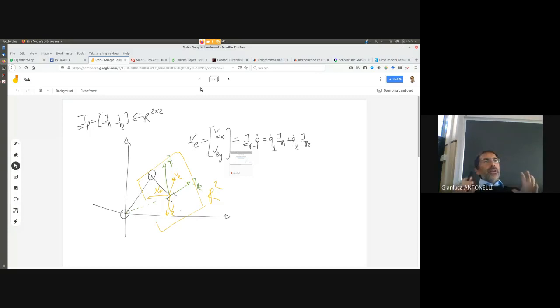Okay? Can you see a situation where this is not possible, where the two JP1 and JP2 are aligned? Just try to visualize the robot by moving Q1 and Q2. Is there a configuration where the two vectors are aligned? I just draw another configuration. In this configuration, this is JP1 and this is JP2. This one is orthogonal to this, and this is orthogonal to this. In this configuration, I can still obtain any kind of velocity at the end effector.